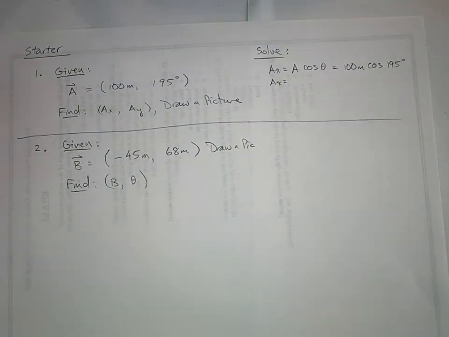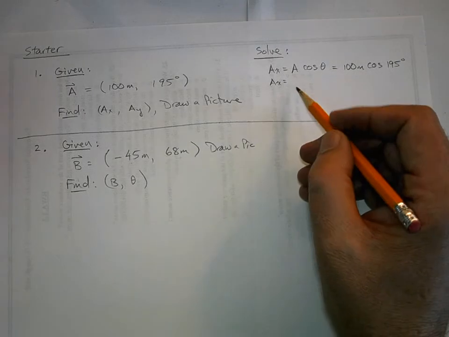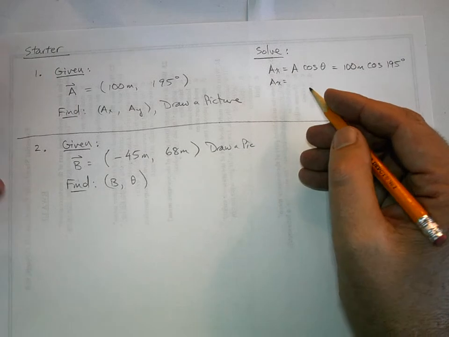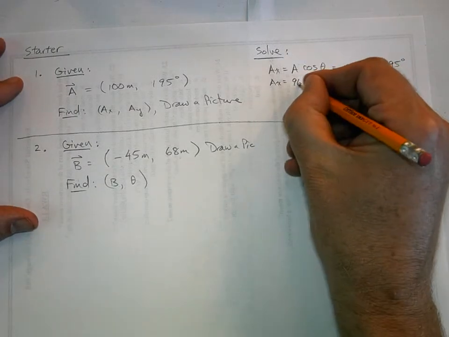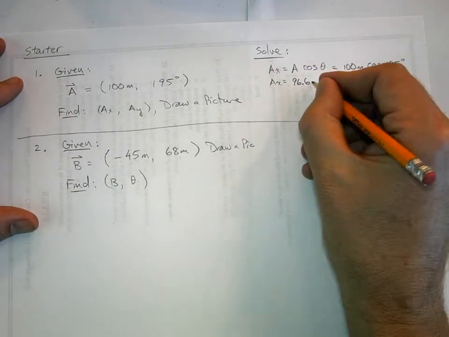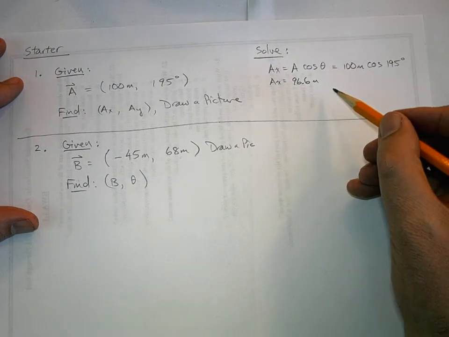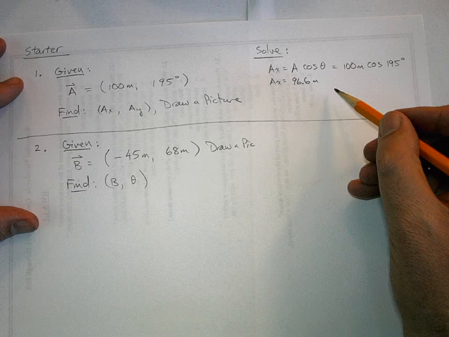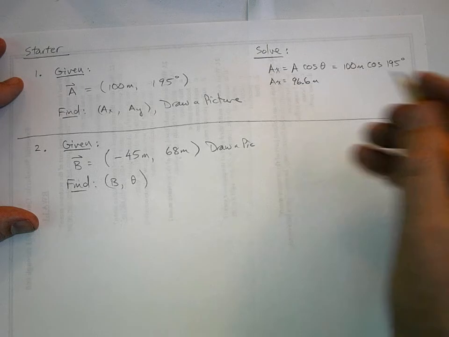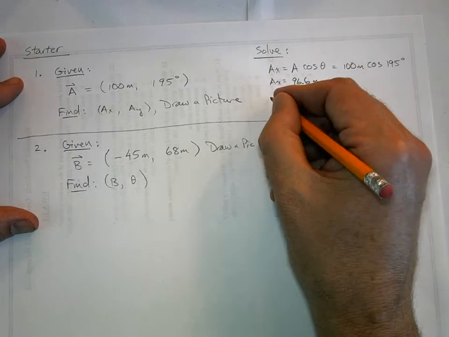What did you guys get? What did you get, Sarah? For the x. For A_x. 96.6? Sorry, I forgot to get my calculator ready. I'm going to depend on you guys. Okay, everybody agree with that? Oh, negative 96.6. Okay, let's hold on to that.